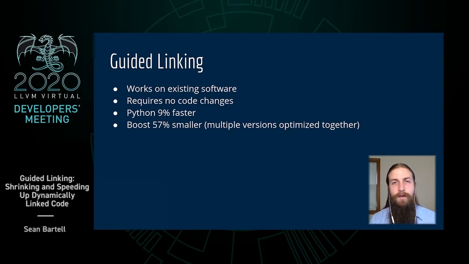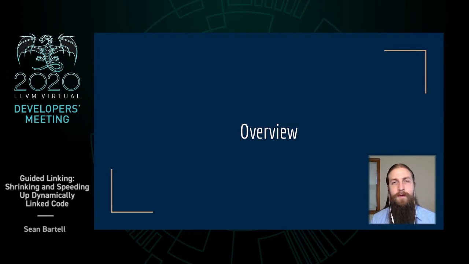Guided linking works on existing dynamically linked software without requiring any changes to the code. And by enabling various kinds of optimizations, we can actually speed up the Python interpreter by 9%, or if we optimize together multiple versions of the Boost library, we can reduce the total file size by 57%. But I'll get into the results later. Now I'll give an overview of the ideas behind guided linking.